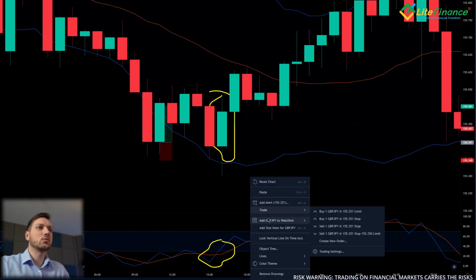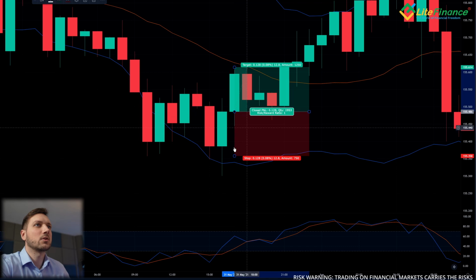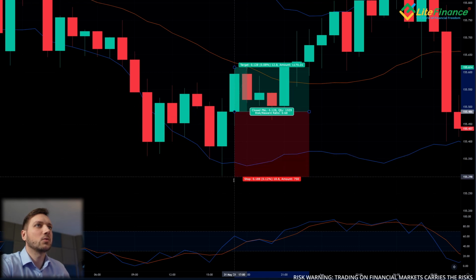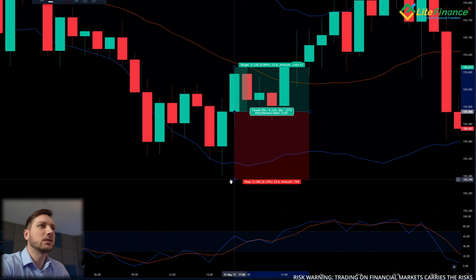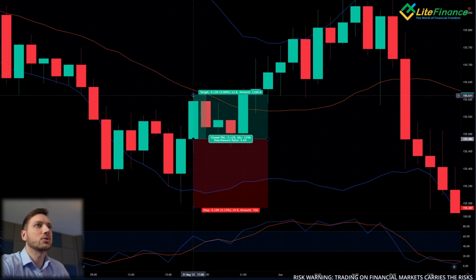So once again, remove the drawings. We are entering at this level, which might be the opening of this candle. So let's mark our trade, and we are setting our stop loss slightly below the nearest lowest point, which is the low of this candle, over here at this point. We are adding a pip or two to the distance of our stop loss, and we are setting our target risk reward ratio 2 to 1.